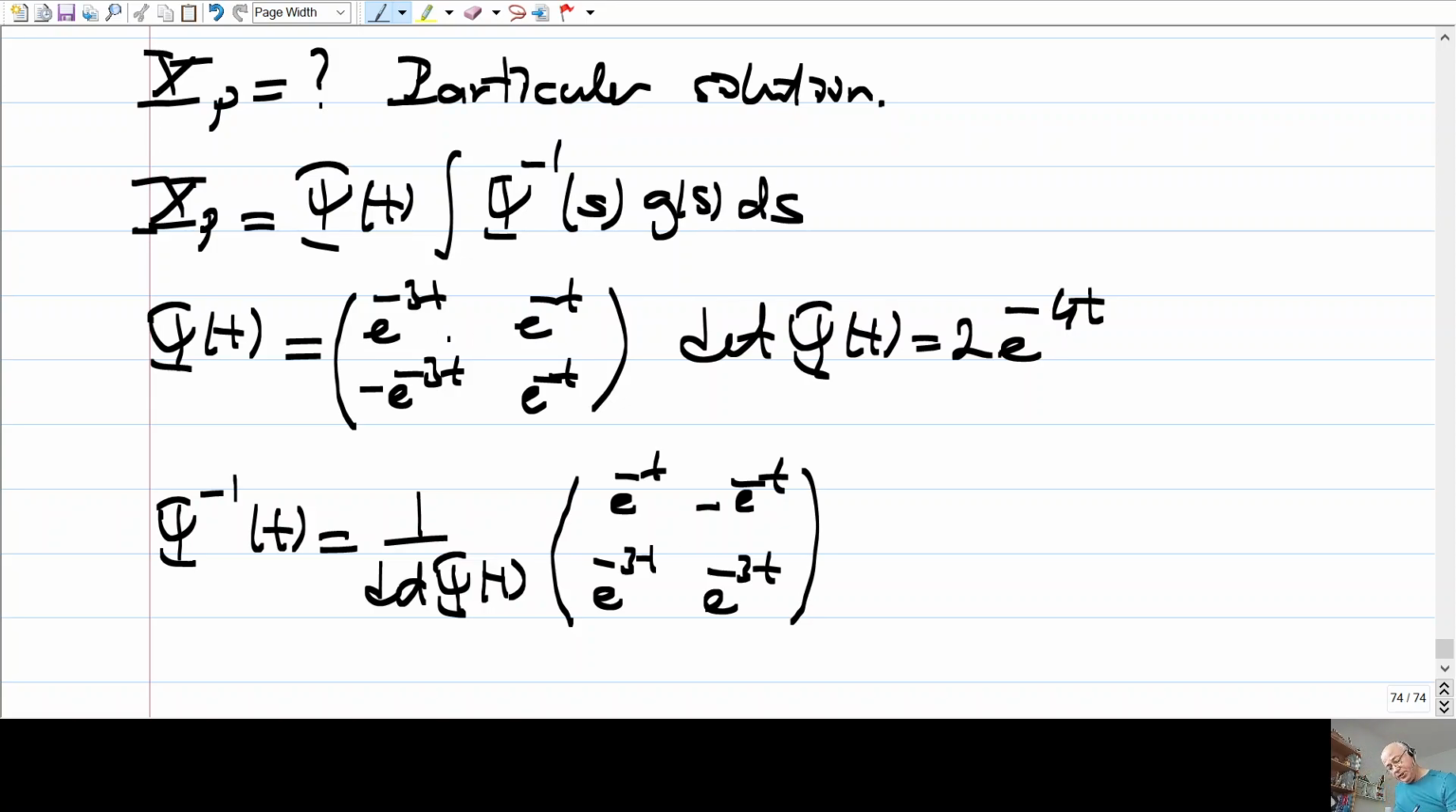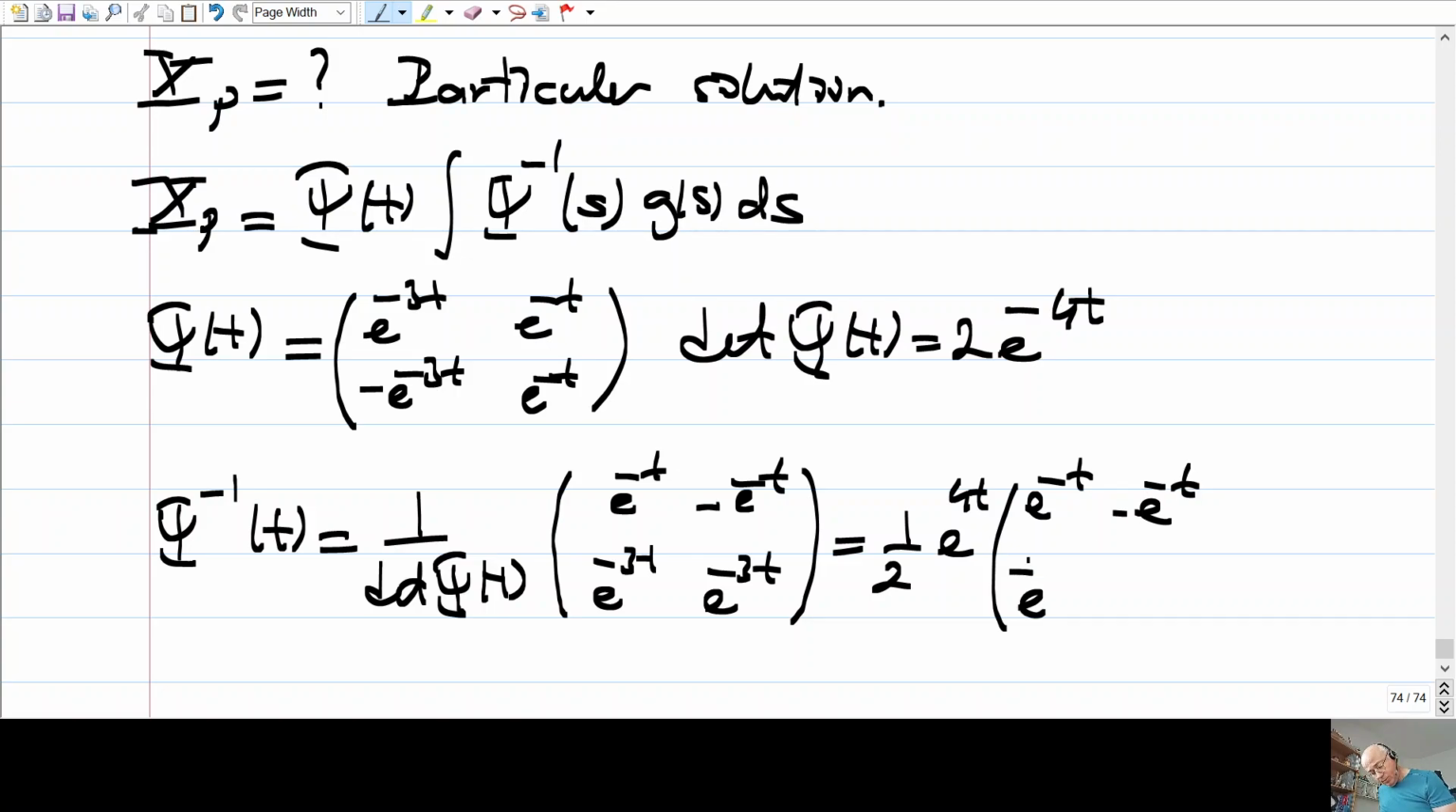Right? Interchange the diagonal ones and multiply the off diagonal ones with minus 1. So that's it. And this is just 2 times e to the power 4t. 1 over that will be just 1 over 2 times e to the power 4t multiplied with this: e to the power minus t, minus e to the power minus t, e to the power minus 3t, and e to the power minus 3t again.